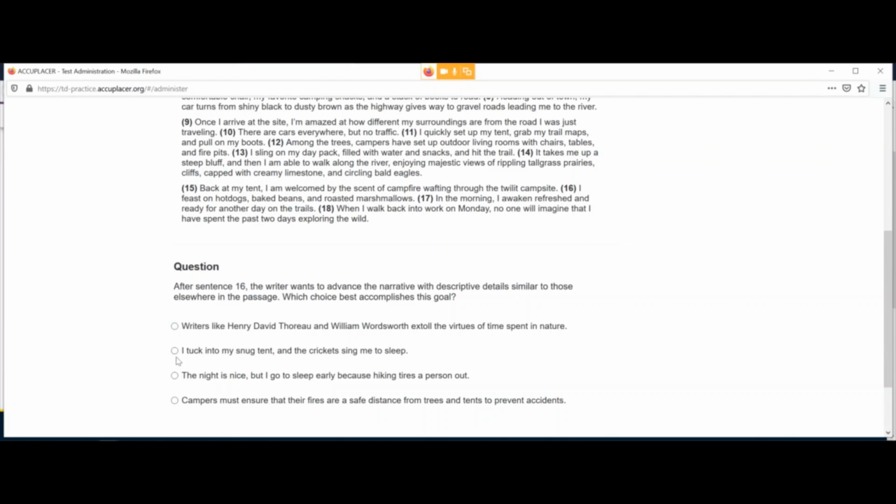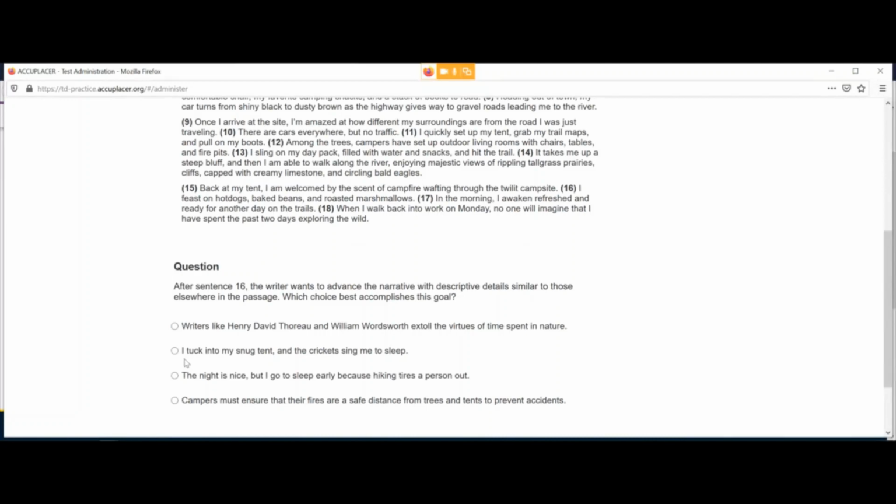What about the second choice? What does he do after he's eaten? "I tuck into my snug tent and the crickets sing me to sleep." Aha, now that sounds like a nice continuation of that descriptive narrative. After he's eaten, he's ready to rest.